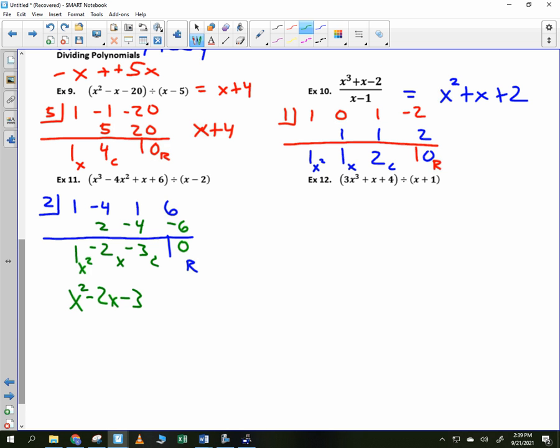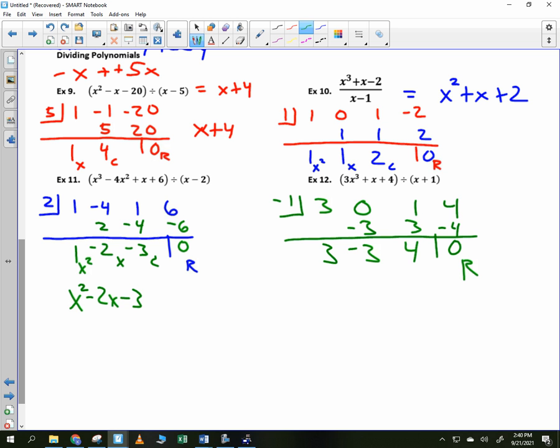All right, you're confused? Nope. All right, last one. What number goes up front? Numbers across the top. 3, 0. You drop the 3. Multiply to get -3. Add to get -3. Multiply to get 3. Add to get 4. Multiply to get -4. Add to get 0. Constant, x, x squared. So we got 3x squared minus 3x plus 4. That's the result.